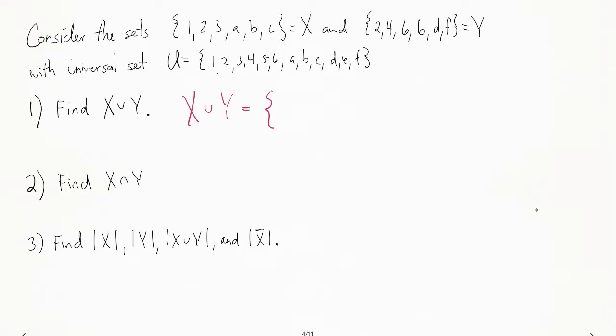So, X union Y, what are we doing? Well, we're just writing down the elements from both X and Y. Okay, well, that's simple. So we can start 1, 2, 3, and then A, B, C.